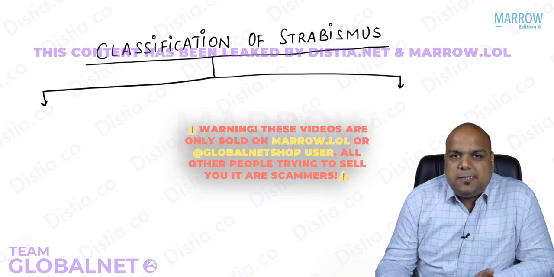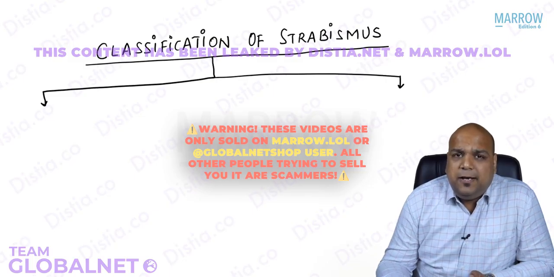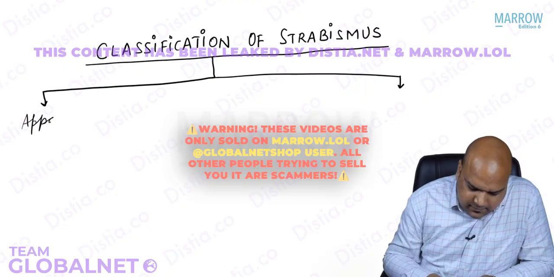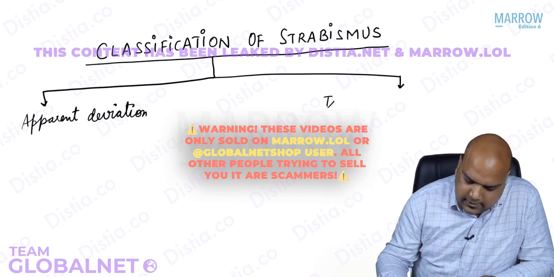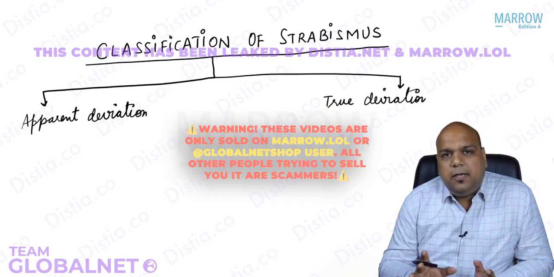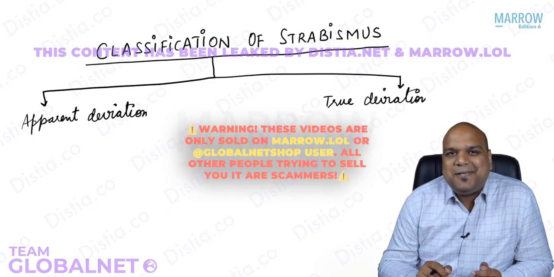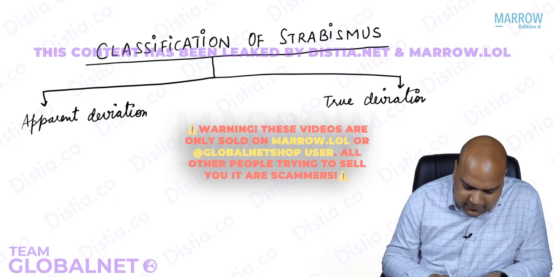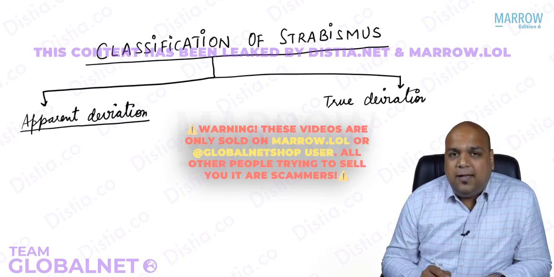Squint or strabismus can be broadly classified into 2 groups. The first group we call apparent deviation, and the second, let us say, true deviation. Now, deviation means squint, all of us know, but there are 2 English words here now. One is apparent, the other is true. What is the meaning of the word apparent? Apparent.